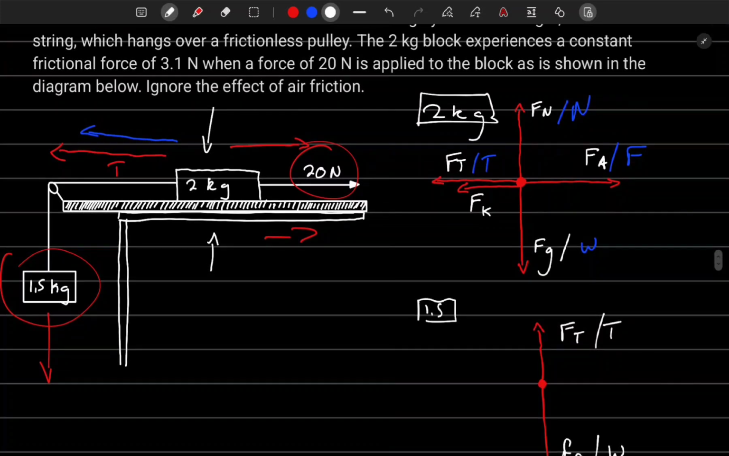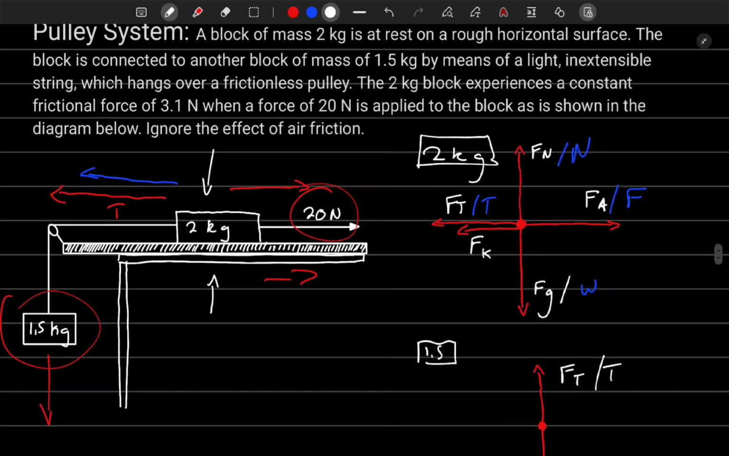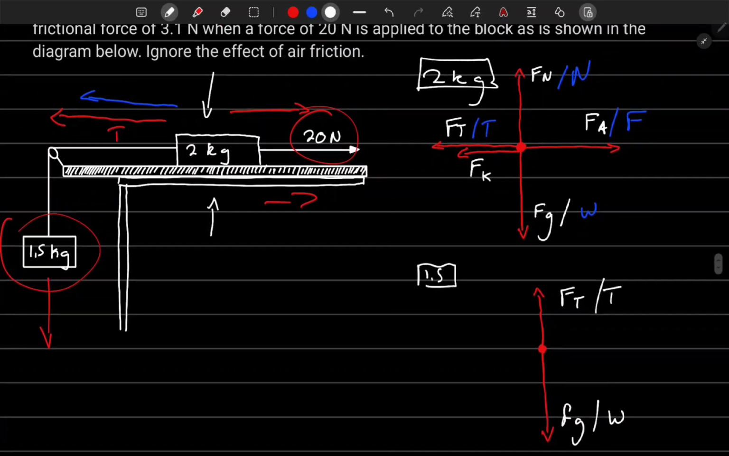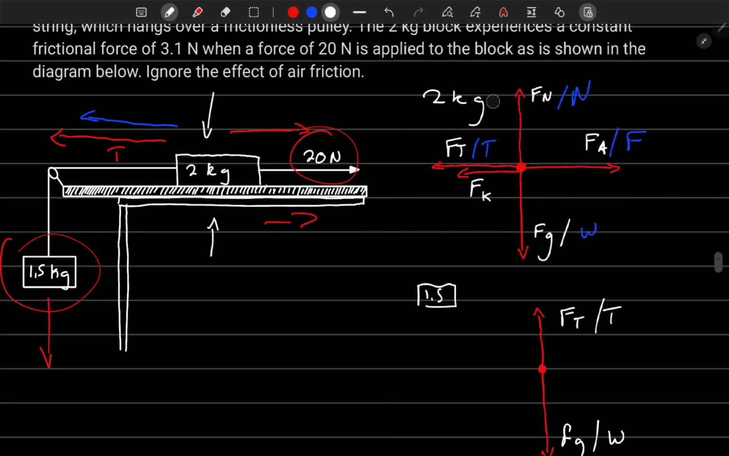Now let's calculate the acceleration. Since we've applied a force to this particular block, let's now calculate the acceleration. This is where these forces that we're calculating come into play. We know that this and this are going to cancel each other out because they are balanced. So the only forces that are acting on this object are these horizontal forces.